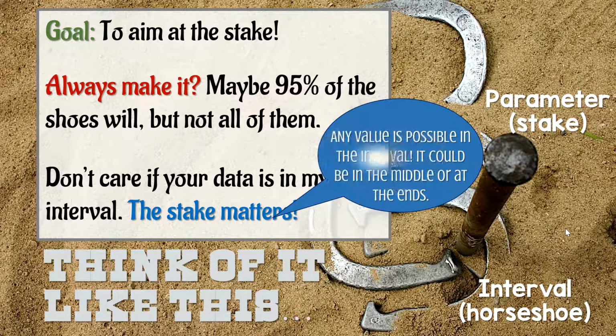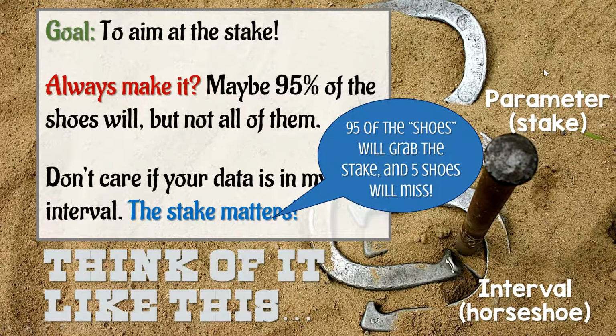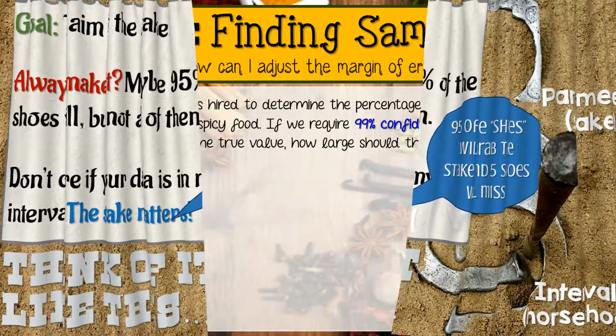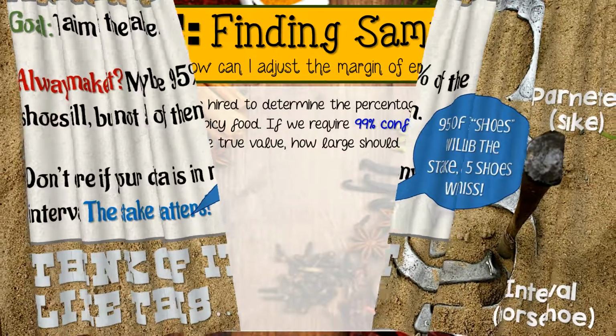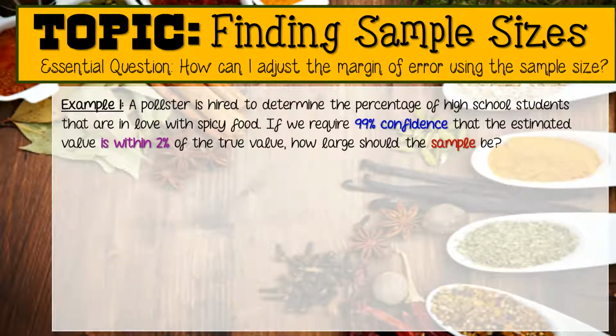So with that in mind, keep in mind that any value is possible in the interval. It could be in the middle of the interval, it could be at the ends. The confidence interval is giving you a range of possible values for the parameter. Any one of those could be it. And again, 95 of those shoes will grab at the stake, and it's possible that 5 of them are going to miss because you're not always going to be right every single time. So I'm going to draw the curtain back, and take a look at finding sample sizes.